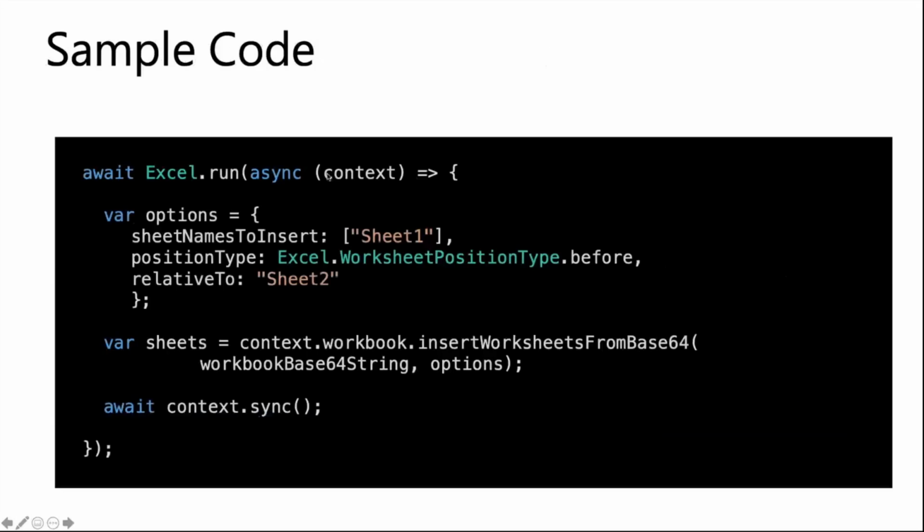Okay, and here's a sample code. Let me introduce it a little bit. This is under workbook. You can use the workbook string, which is the Base64 string. For the options, we have three options. The first is which sheet name you want to insert. Here, for example, I want sheet 1, so I put sheet 1.